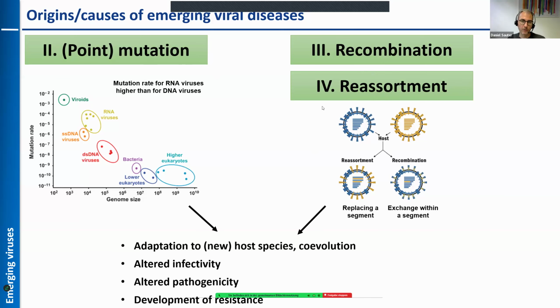In the end, however, all these processes may help viruses to adapt to new species. Let's say an animal virus crosses the barrier from animals to humans, then it has to adapt to its new host. So it has to adapt to an immune system that it has never encountered before. And these processes may help the virus to achieve this. These processes may also change the transmission rate, infectivity, potentially pathogenicity, or also help the virus to develop resistance against drugs or evasion from vaccine responses, for example.